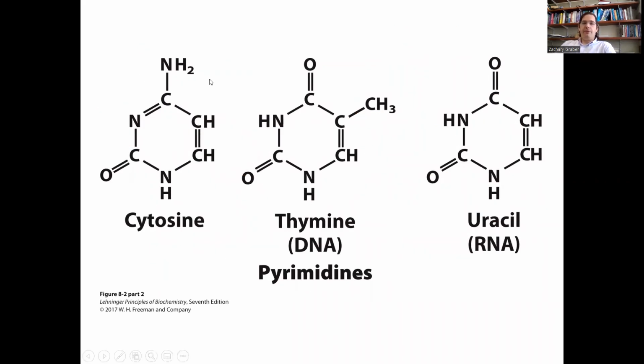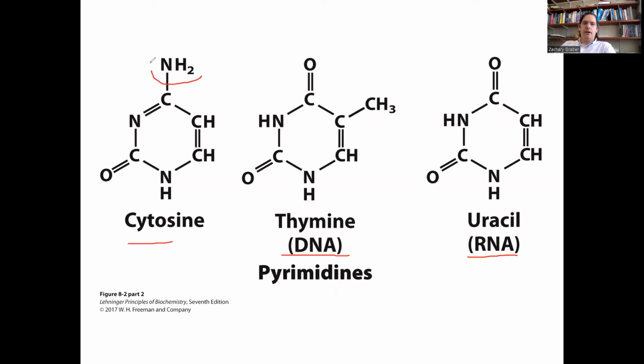We have three different bases that will be formed from our pyrimidine base ring structure. So we have cytosine on the left, thymine in the middle, which of course is only found in DNA, and our uracil on the right, which is only found in RNA. They all have the same basic six-membered ring, but again, with different added functional groups to change our hydrogen bond donor or hydrogen bond acceptor capabilities.